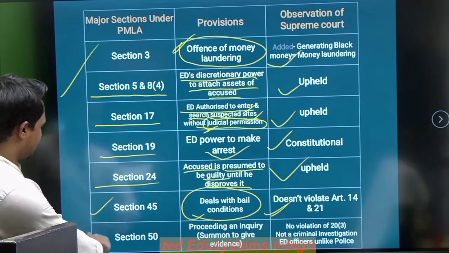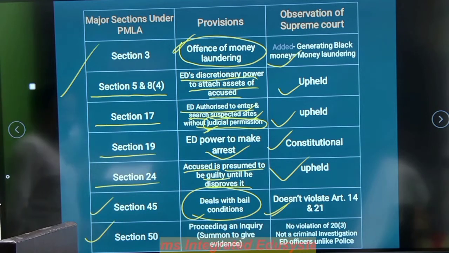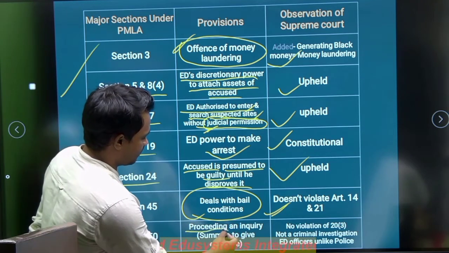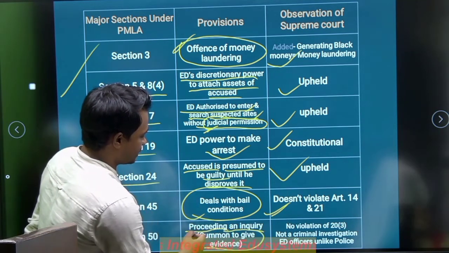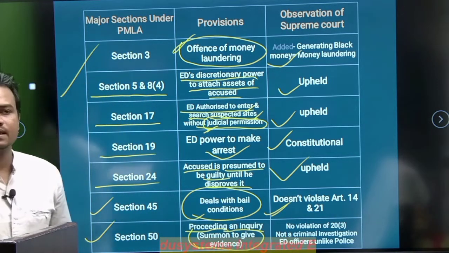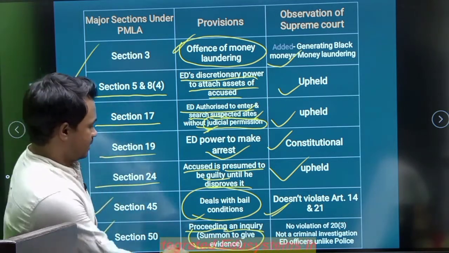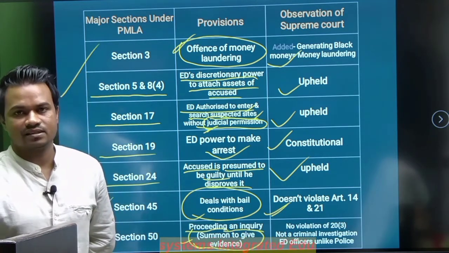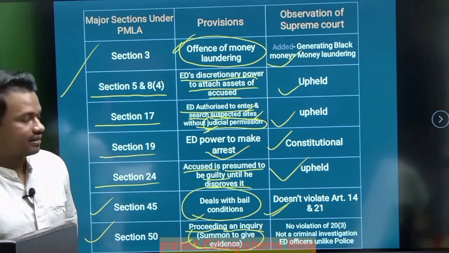And the last important section regarding which the Supreme Court has observed is Section 50 of this Act, where proceedings for money laundering and inquiry, summons to give evidence, means proceedings and inquiry. If any inquiry is to be conducted by the ED, then in that case, summons to give evidence means the ED will summon and they can proceed with the inquiry.